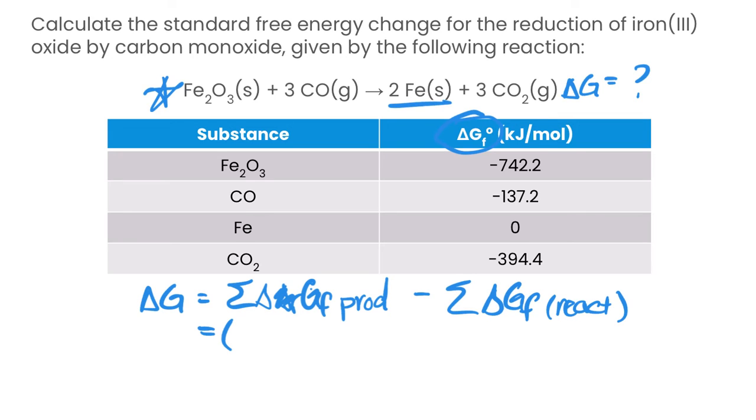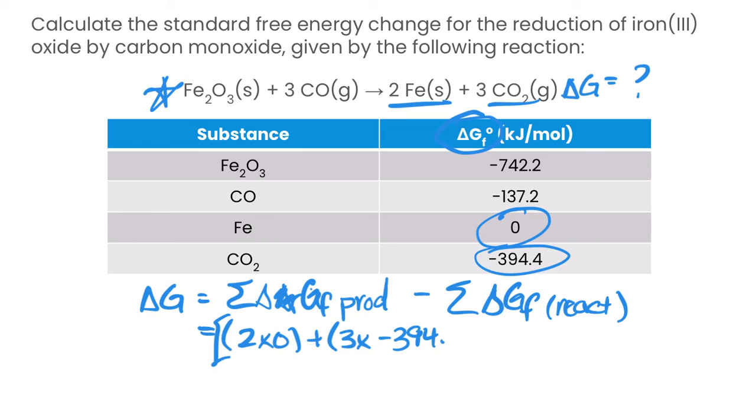We've got 2 irons, and the delta G of formation of iron is 0. I'm just going to put this in for the sake of clarity here. And then we've also got our other product, CO2, and we've got 3 of those times CO2 is negative 394.4. So we're going to add those two together, and then we're going to subtract all of the reactants.